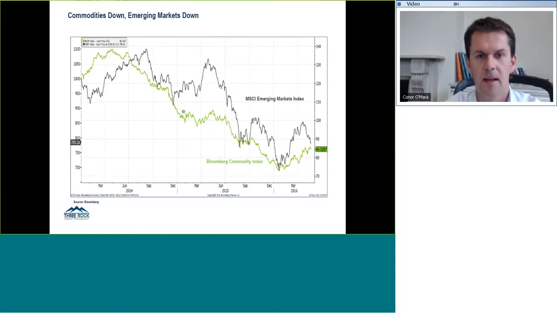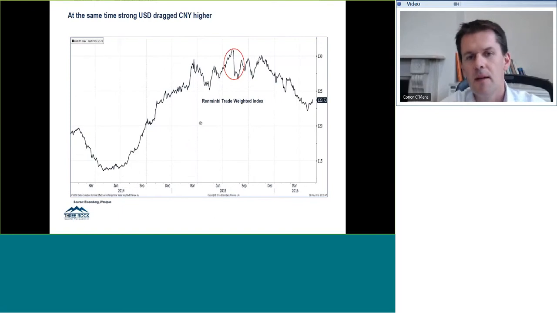So this put EM under major pressure. So that was the first way in which dollar strength became a problem. And the second way was related to China. Because of the peg, dollar strength dragged the renminbi higher.